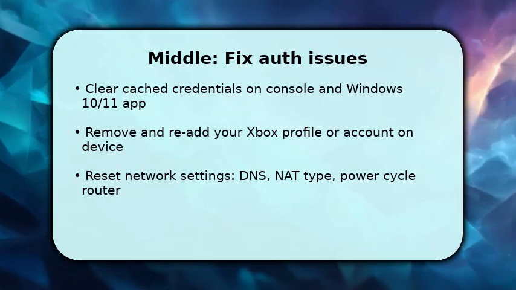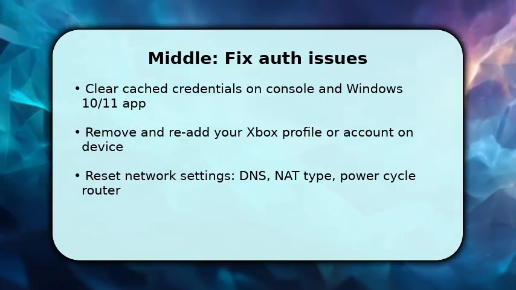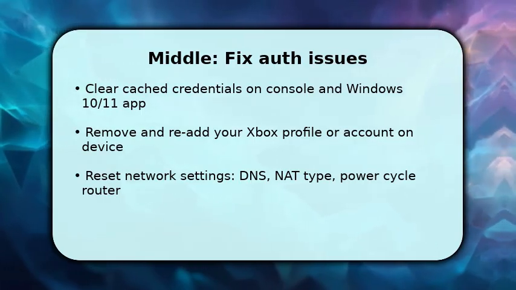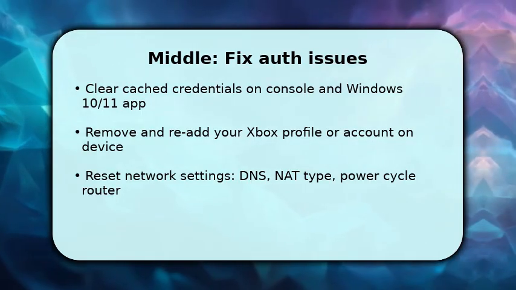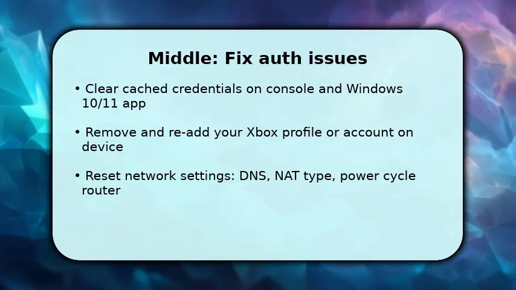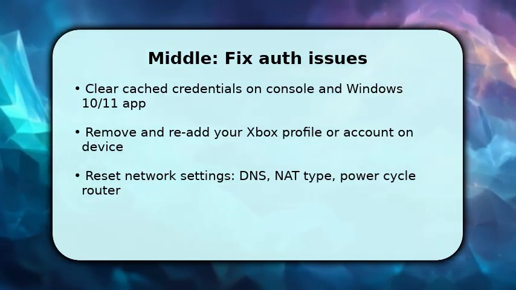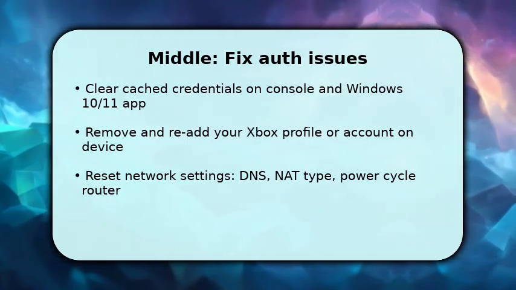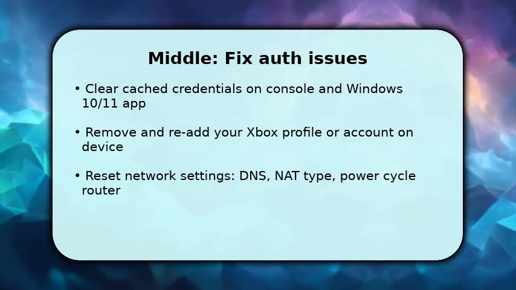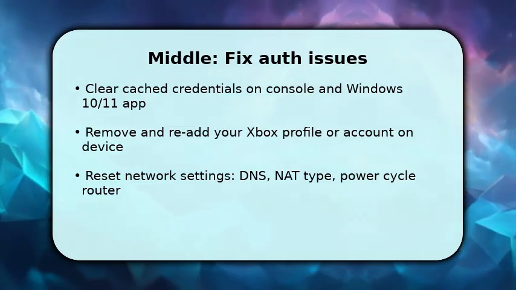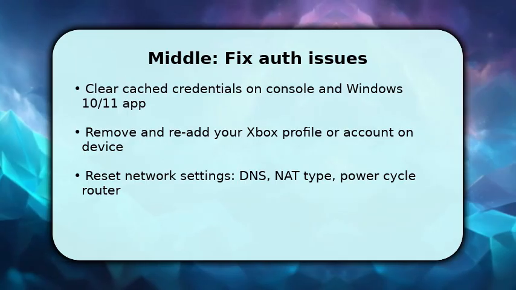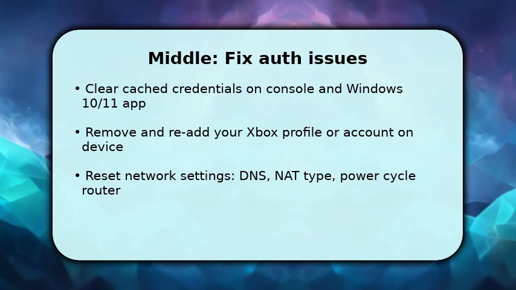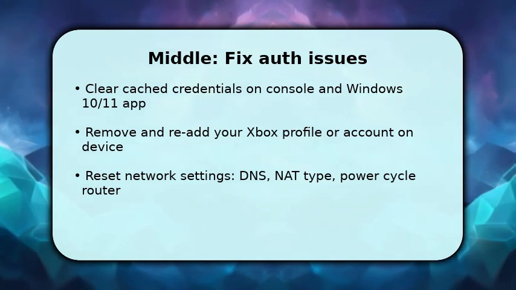Once you've handled prerequisites, focus on authentication and network details. On your Xbox or Windows app, clear cached credentials and remove the problematic profile, then re-add it so tokens refresh. This forces a new OAuth flow from account.live.com. Make sure NAT is open and DNS is set to reliable servers. Power cycle the router and console to renew IP leases. If multiple devices fail, check for account-level blocks, recent password changes, or security holds in your Microsoft account security activity.